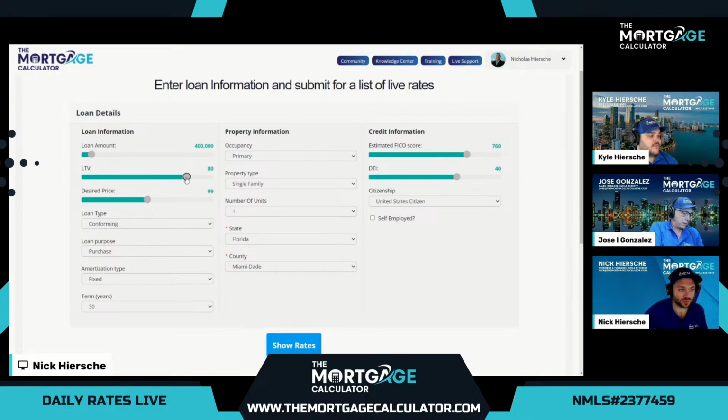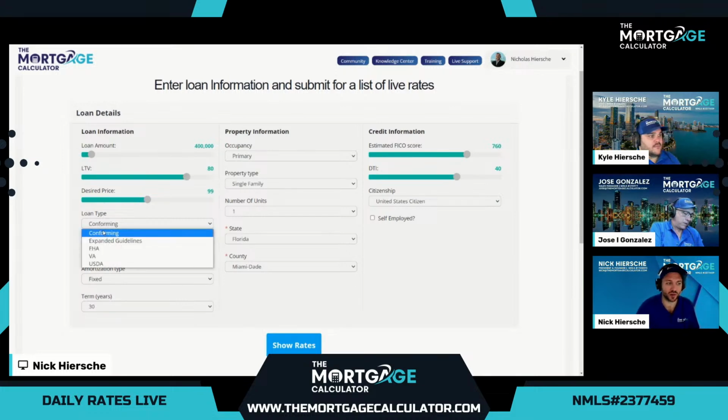For all of our examples here, we'll set up a basic scenario, 400,000 loan amount, 80% loan to value. That means 20% down payment. Tell the computer to find the best rate at 99 price. That means one discount point. Most of our borrowers are asking to buy down the rate a little bit. So this is the typical request.